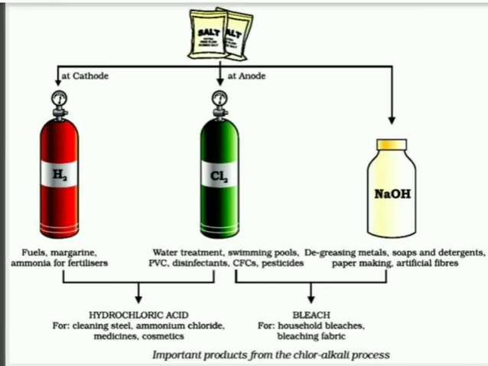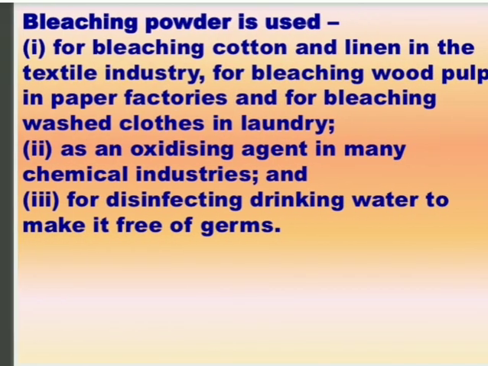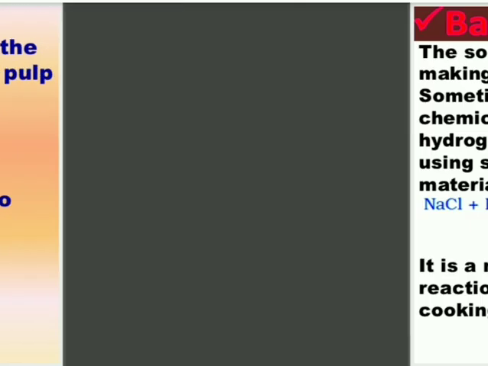Okay, then we have done uses of it. I think you all have learned the uses. Then we have done bleaching powder. Bleaching powder is the general name of calcium oxychloride, CaOCl2, and in that we have taken slaked lime along with chlorine gas, and it will give bleaching powder along with water as the side product. Up to here, I think the things are clear.